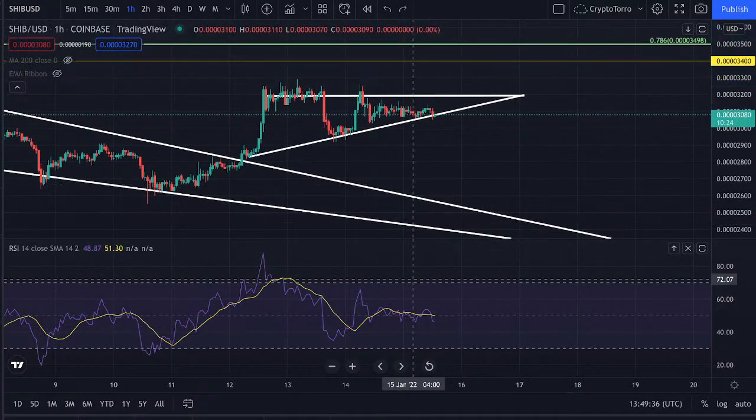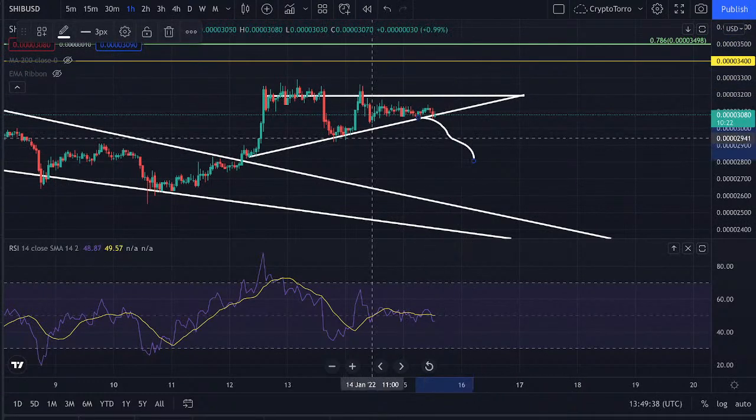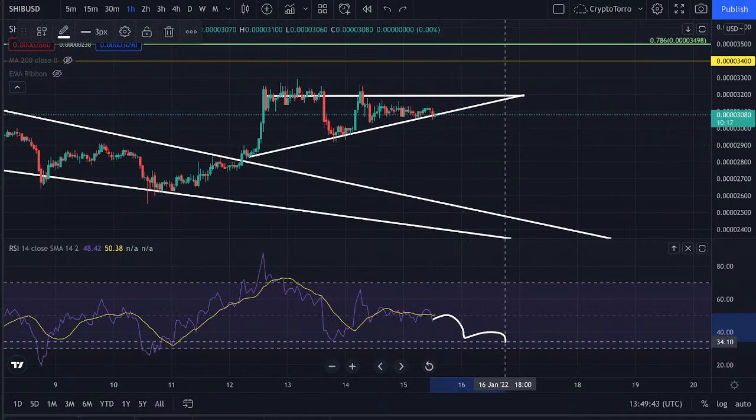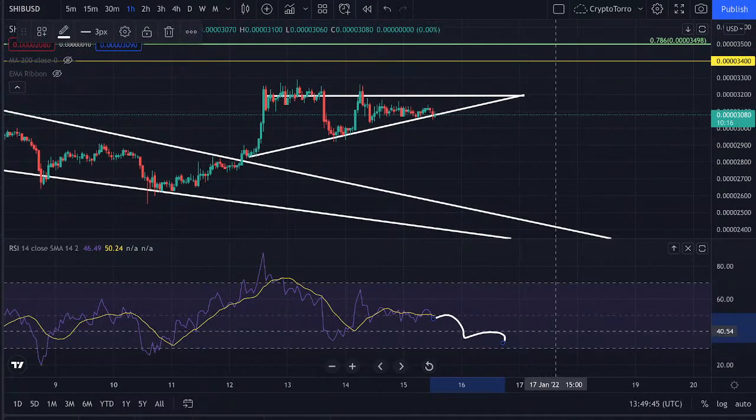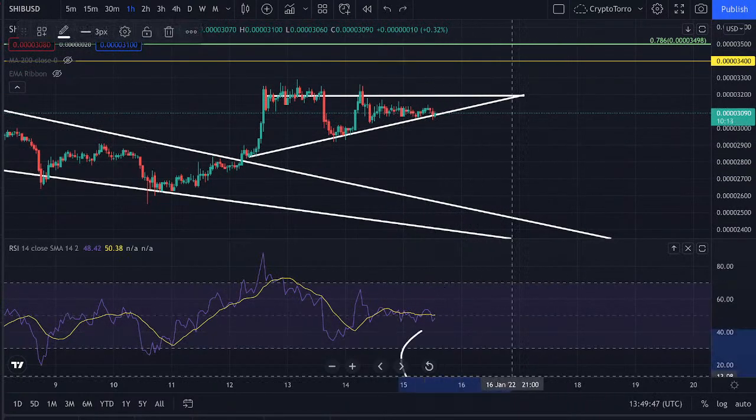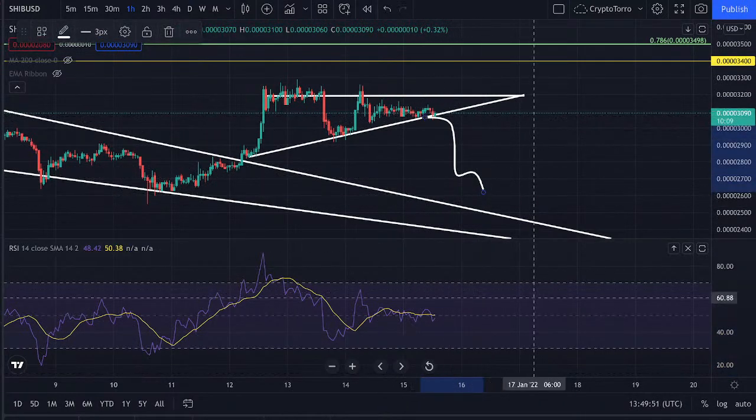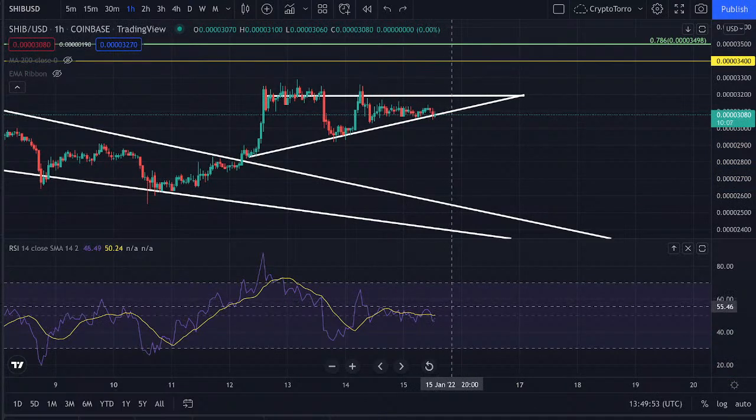But if we do see a further decline underneath our ascending support, it is highly likely that we are going to see a quite severe decline in price action due to the fact that we as well have plenty of space on the 1-hourly RSI. So we could see as well a 10% breakdown occur for sure on Shiba Inu within the upcoming hours.